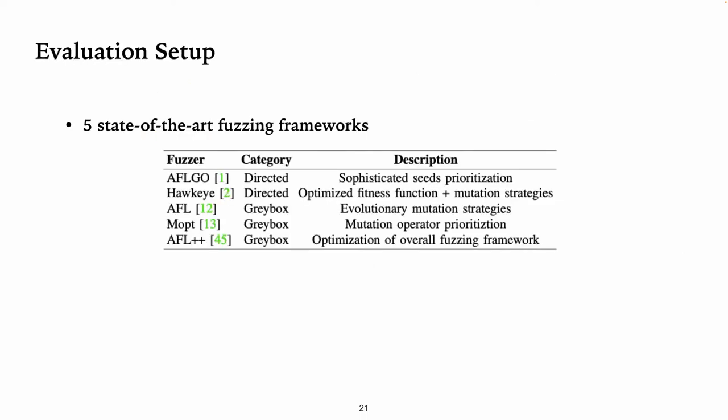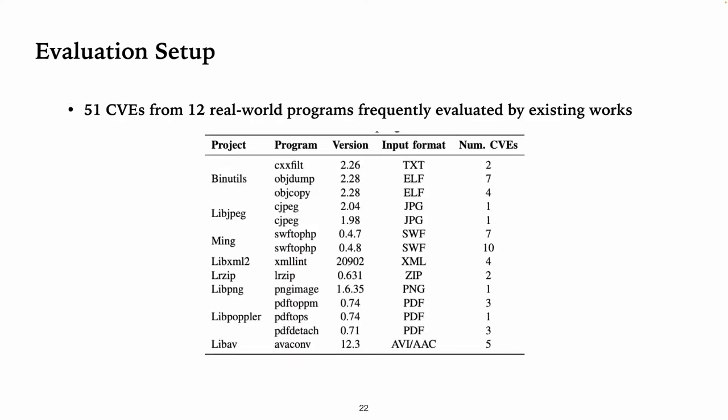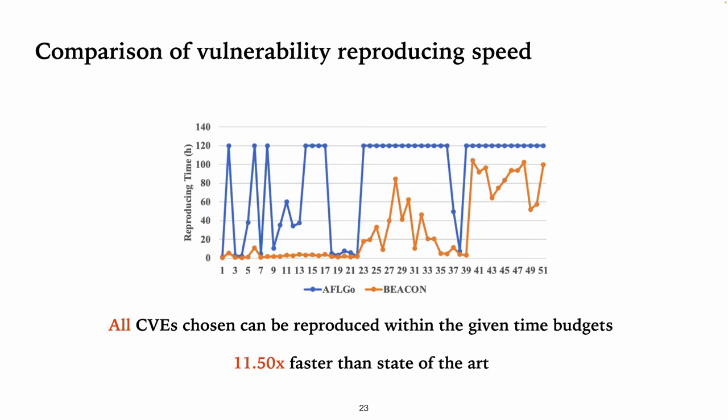We follow similar settings in existing work and compare with 5 state-of-the-art fuzzers. We also choose 51 CVEs from 12 real-world programs frequently evaluated by existing works. We first evaluate the improvement of reproducing speed. We use 120 hours as the time budget for each CVE chosen. The x-axis is the index of the chosen CVEs. Beacon can reproduce all CVEs chosen within the given time budget, while existing work cannot handle most of them.